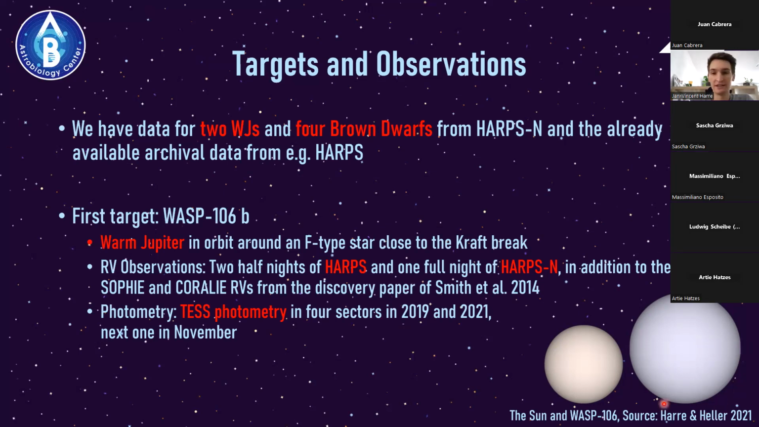And I've indicated this star sort of in the bottom right, in terms of its size in comparison to the Sun on the left. And so for the radial velocity observations, we have 2 half nights of HARPS observations and 1 full night of HARPS North observations, in addition to the Sophie and Coralie data sets from the discovery paper. And then for photometry, we have TESS photometry in 4 sectors from 2019 and 2021, where we will actually get the next one in November this year.